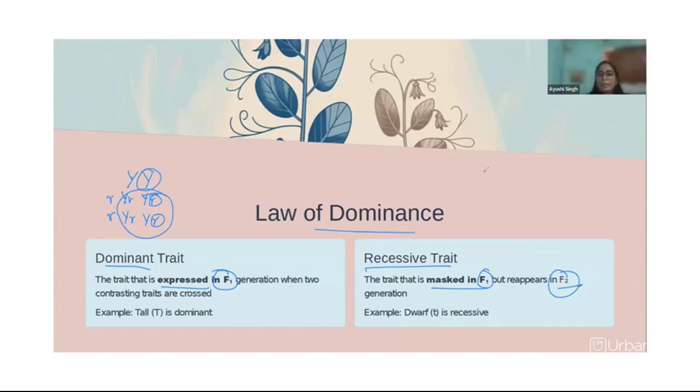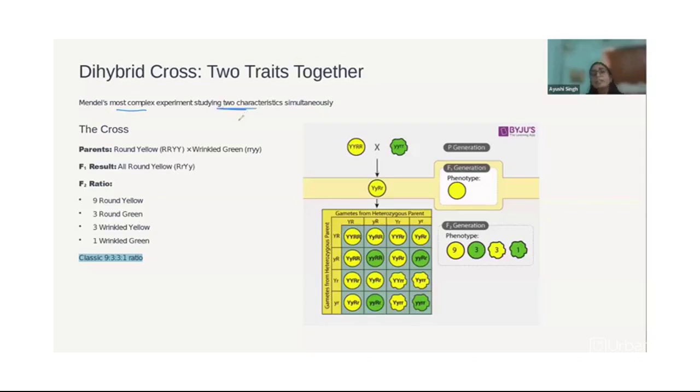So in tall plants, the small t is going to be the recessive trait, and capital T is going to be the dominating trait. Okay. Now, if we do a dihybrid cross, Mendel's most complex experiment was studying two characteristics at the same time.